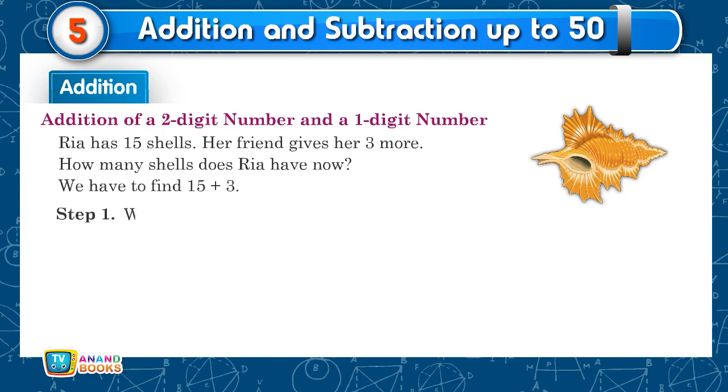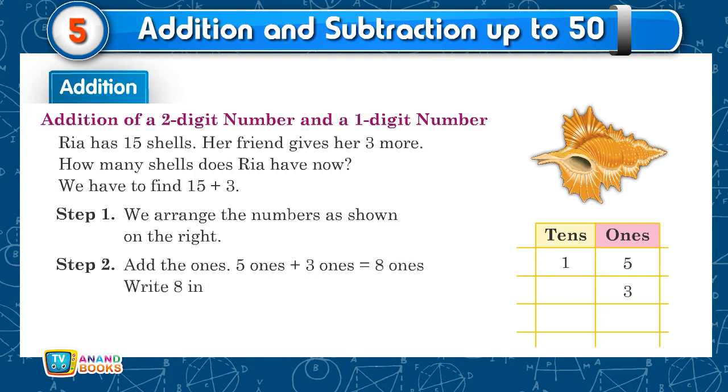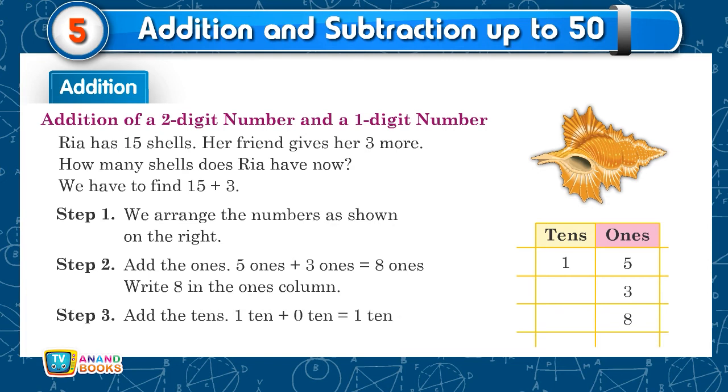Step 1. We arrange the numbers as shown on the right. Step 2. Add the ones. 5 ones plus 3 ones is equal to 8 ones. Write 8 in the ones column. Step 3. Add the tens. 1 ten plus 0 ten is equal to 1 ten. Write 1 in the tens column. So, 15 plus 3 is equal to 18.